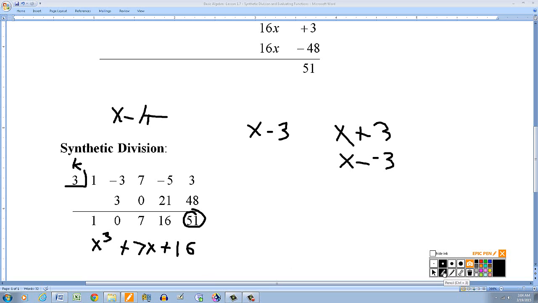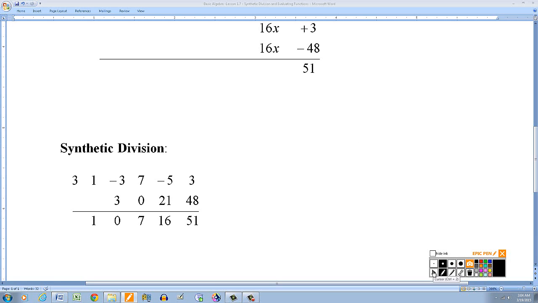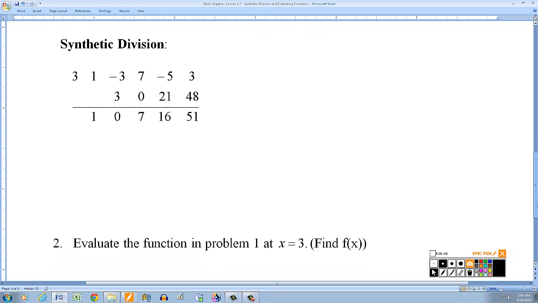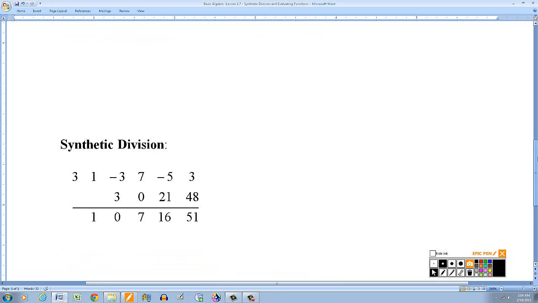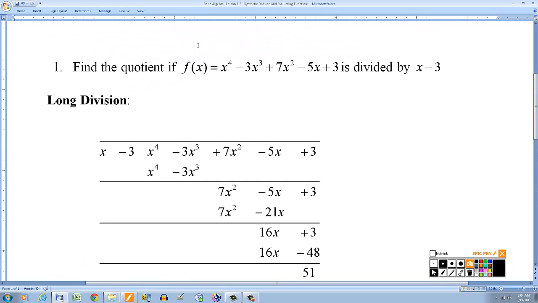Clear this. And here's what we have. This one states, evaluate the function in problem 1 at x equal 3. Okay, so that simply means I could do this several ways. I could come back to the function f of 3, and where I have an x, I would put a 3. So this would be 3 to the 4th minus 3 times 3 to the 3rd, plus 7 times 3 to the 2nd, minus 5 times 3, plus 3. And do that calculation. If I do it manually, you're going to get 51.